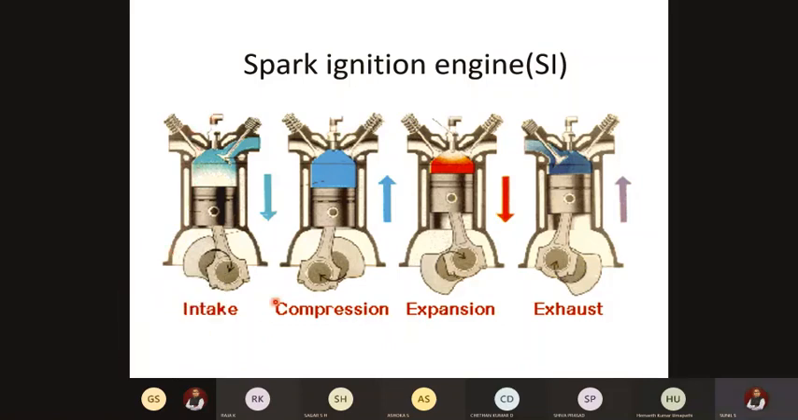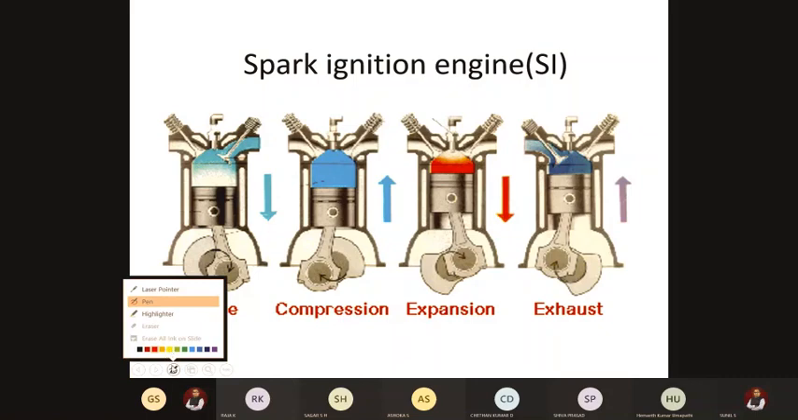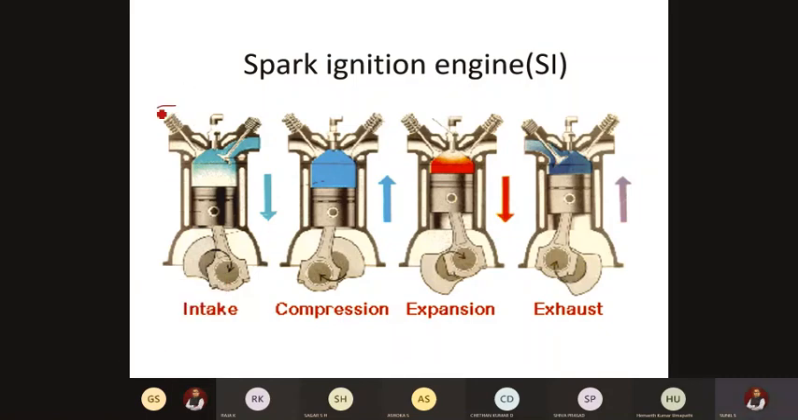Okay. So the first thing that takes place is the intake. So this is the inlet valve. Okay, this is the spark plug and this is the outlet valve. You can see this is the outlet valve, I'll name it as O. This is the inlet valve I, and this is the spark plug. So these are the 3 important components.